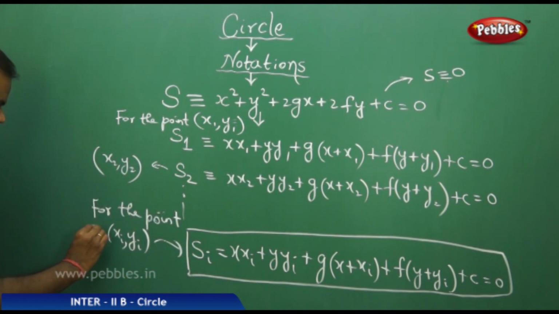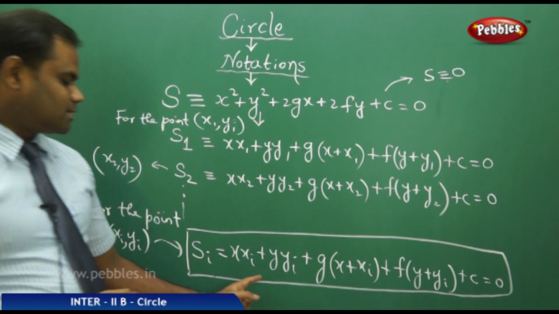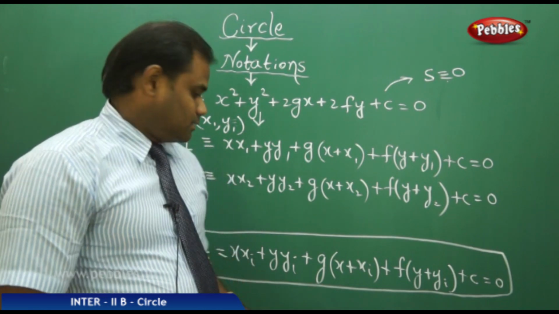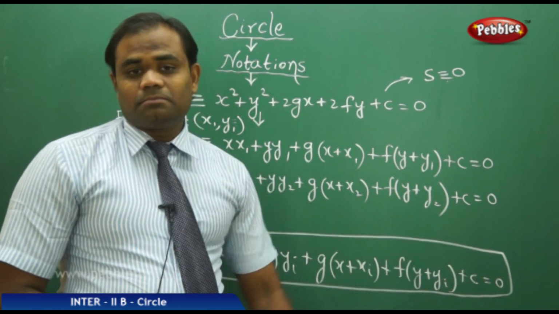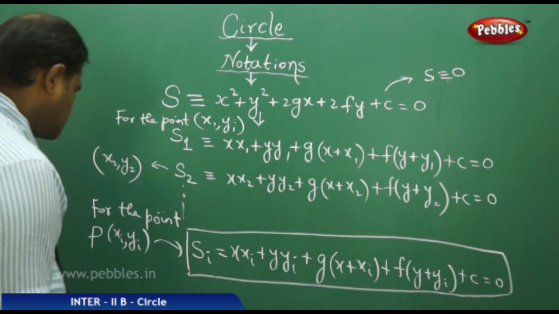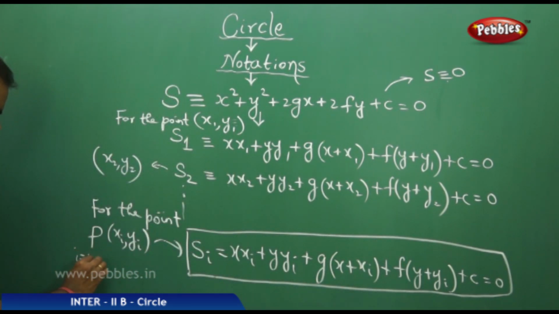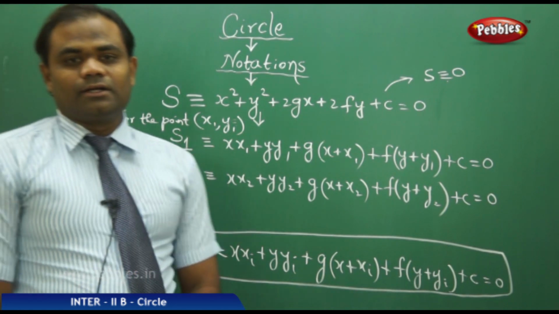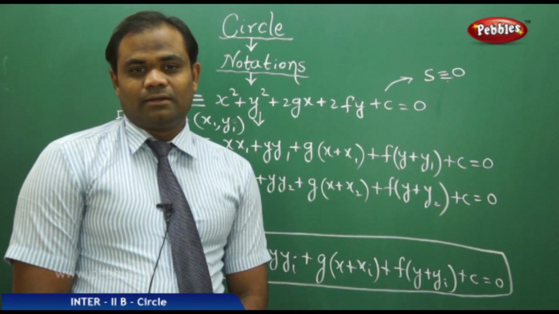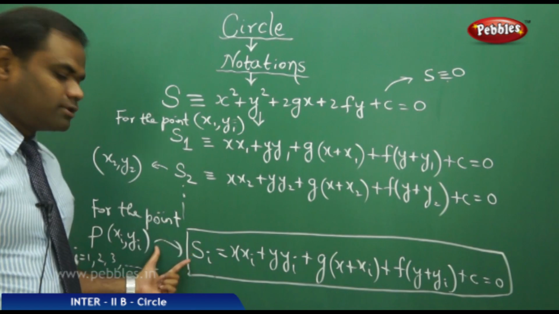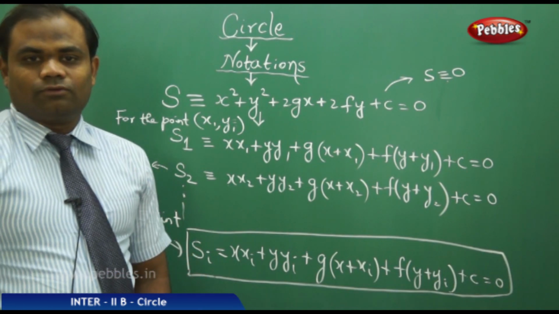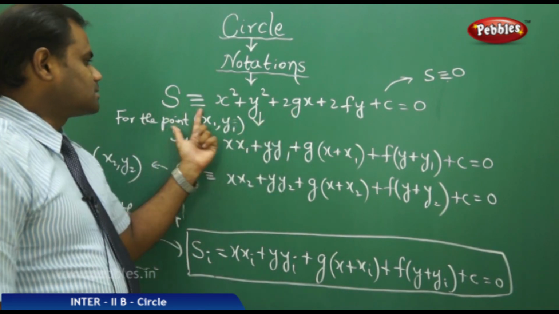For the point P(xi, yi), I have Si is x xi plus y yi plus g times (x plus xi) plus f times (y plus yi) plus c equal to 0, where i is anything running from 1, 2, 3, and so on till n. This is how we understand the notation for Si, S1, S2, and so on for the general equation of the circle S equal to 0.